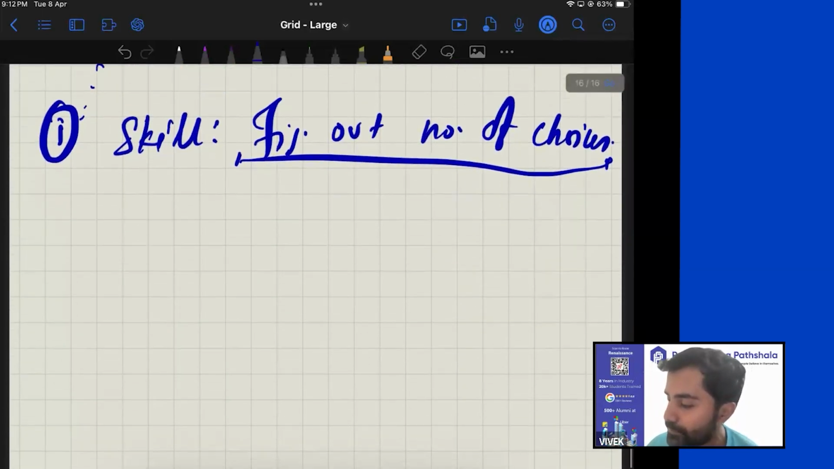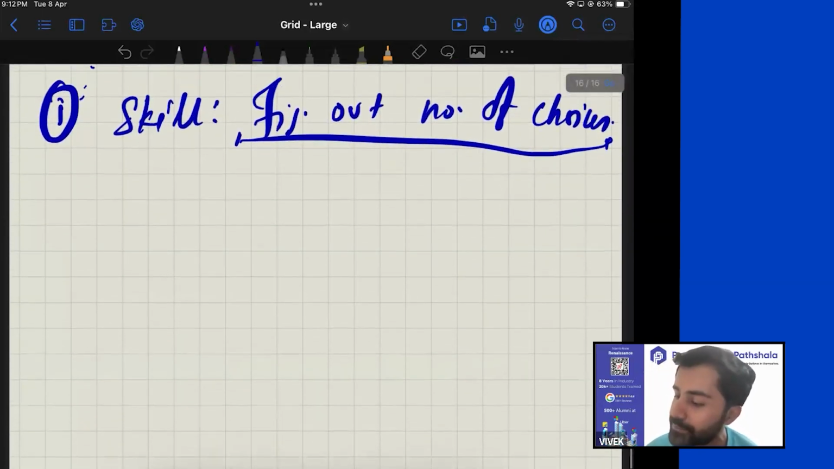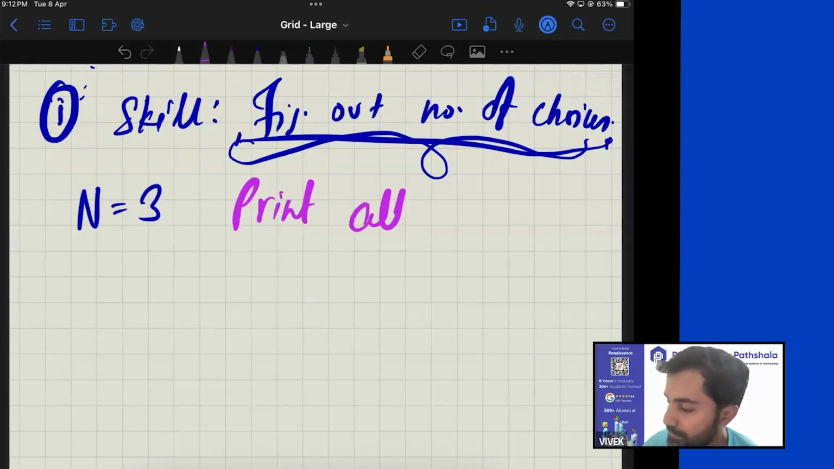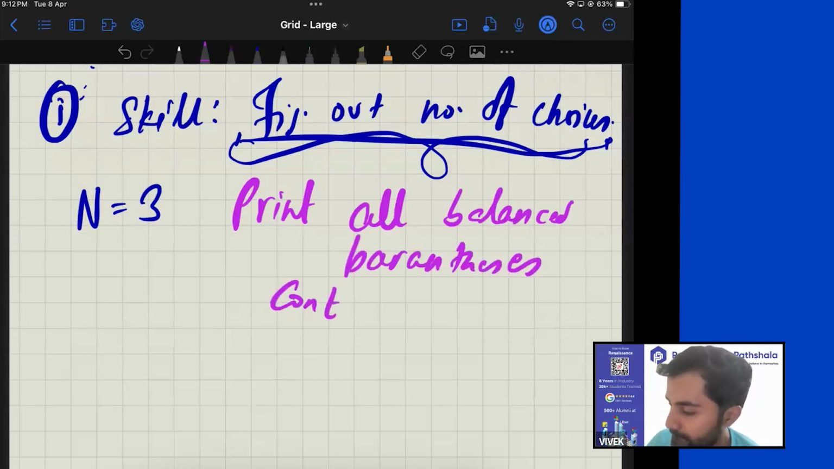So I'll probably take a question and there we will try to figure out if there are some elements of choice or not, and how do we represent those choices? So let's say we have been given an integer n, for example, n is equal to 3. What we want to do is print all the balanced parentheses containing n pairs of brackets.